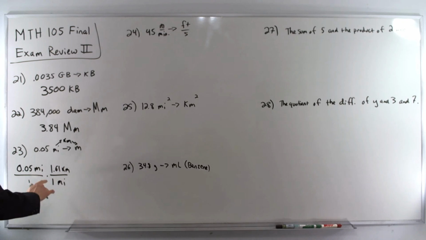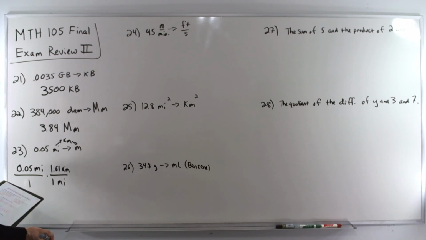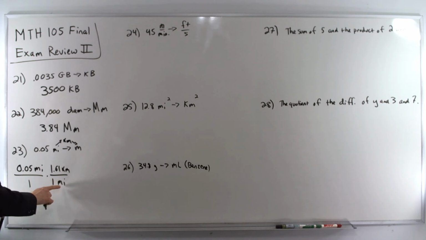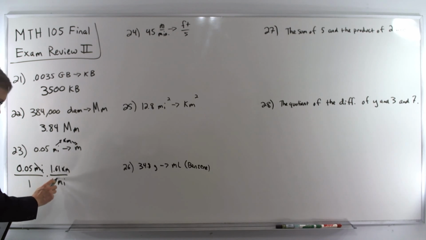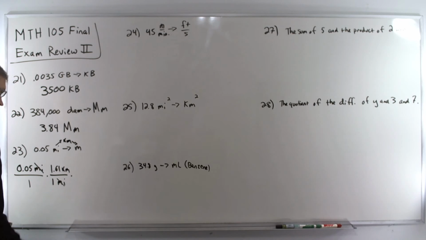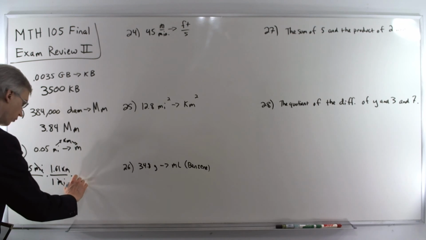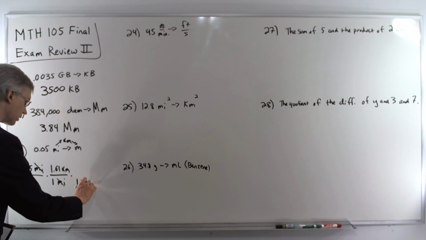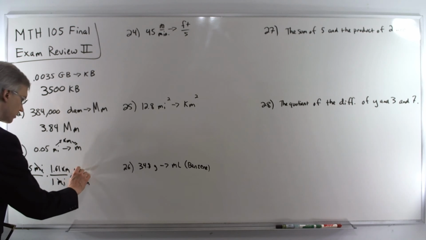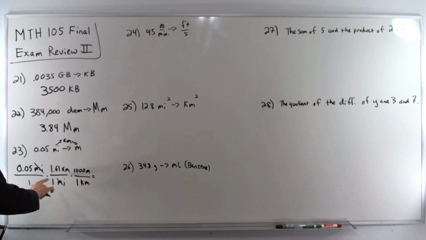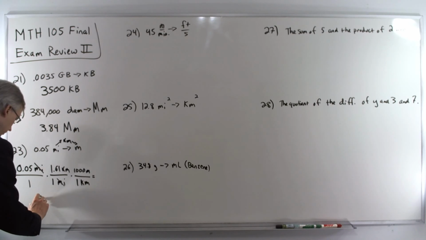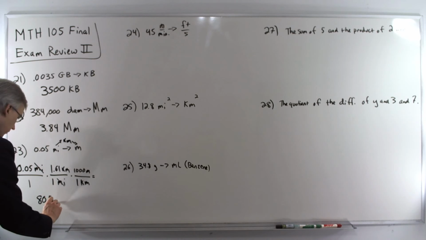So we use the conversion factor 1.61 kilometers in a mile. Make sure to put the miles on the bottom here because it's on the top here. We want those miles to cancel. Right now we're in kilometers. We need to get to meters, so we're going to do 1 kilometer is 1,000 meters. We'll multiply straight across on top, straight across on the bottom, and that gives us 80.5 meters.